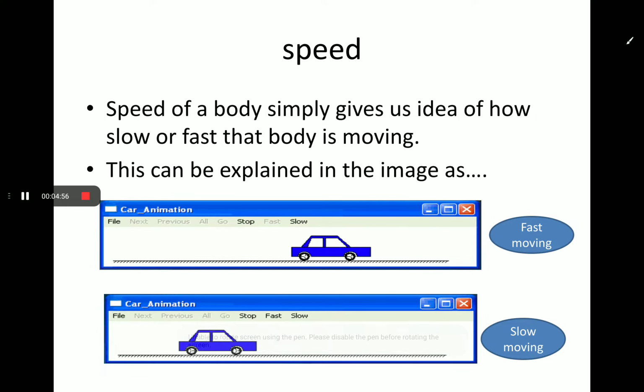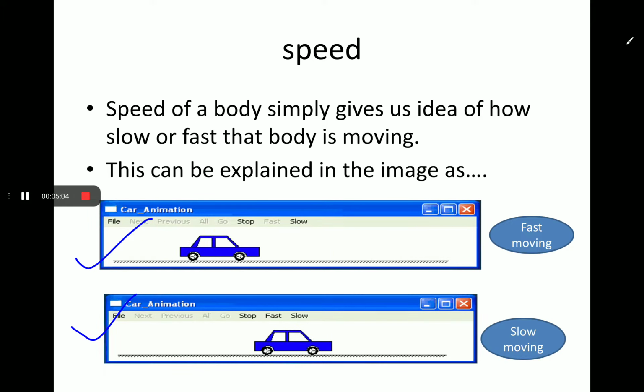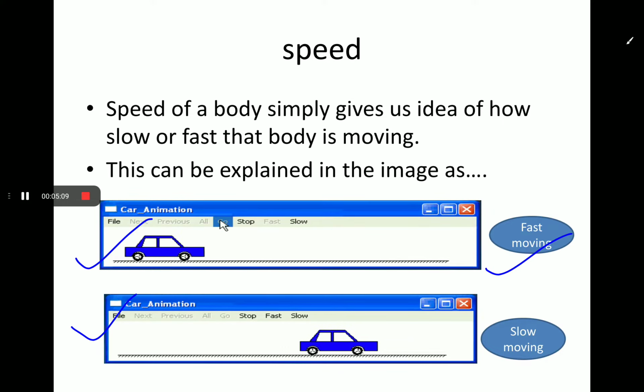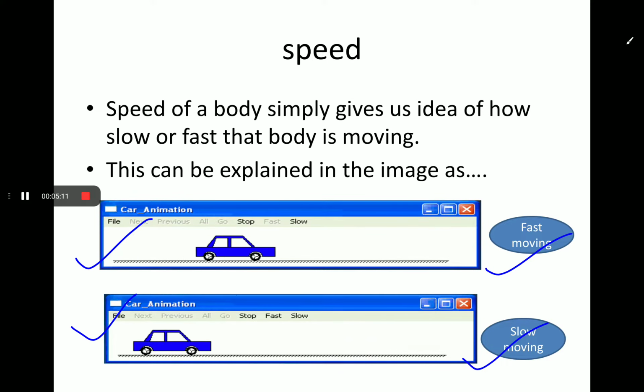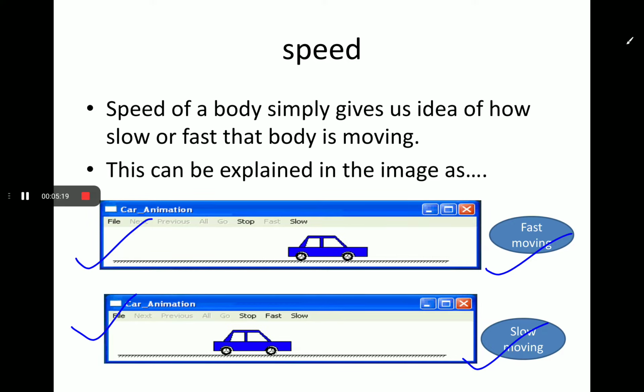Speed simply tells us how fast or slow a body is moving. On seeing these two images, we can simply distinguish that the first car is moving fast and the second car is moving slow. So we can say that the speed of the first car is highest and the speed of the second car is lowest.